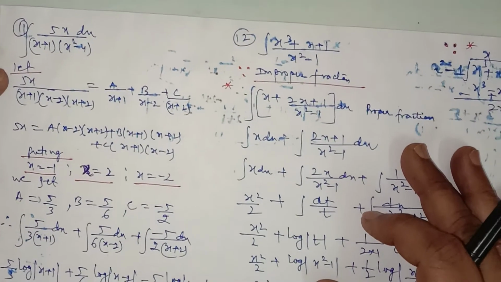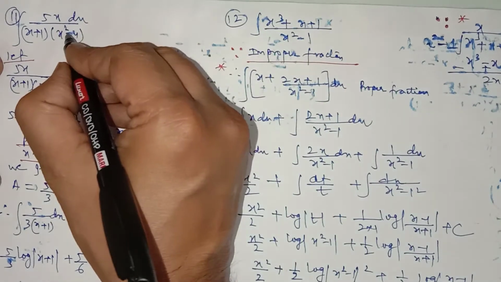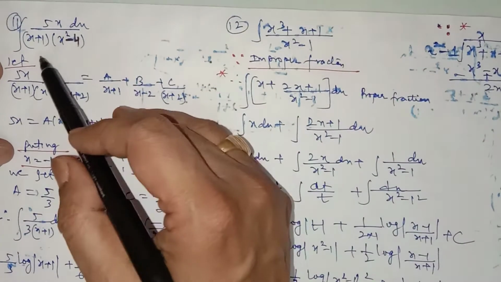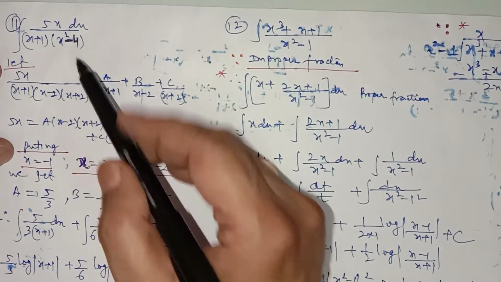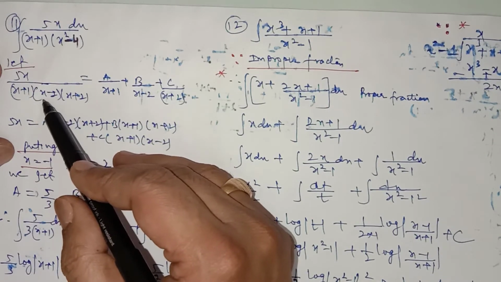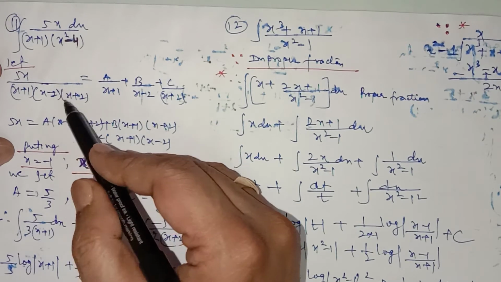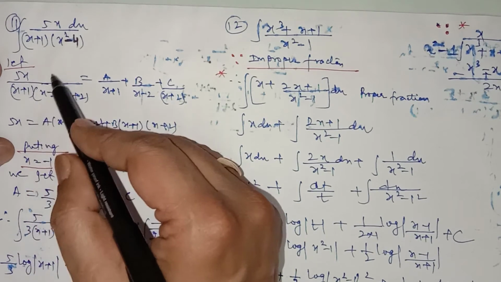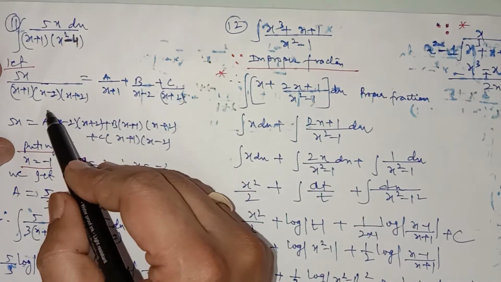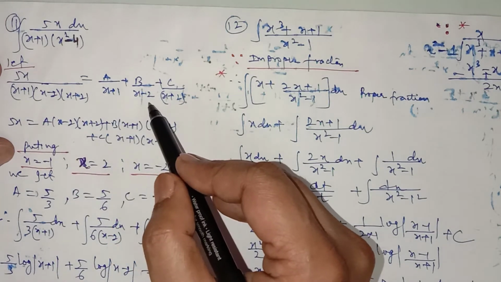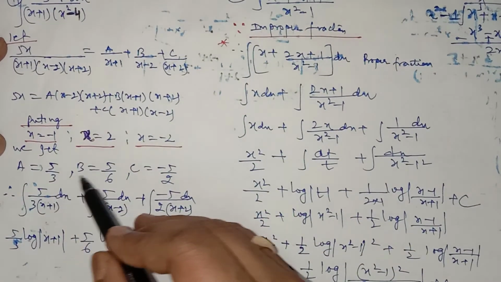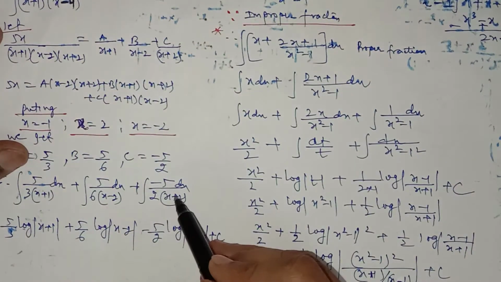Now question number 11, see it carefully. It is 5x upon x plus 1 into x square minus 4. Now you can factorize this x square minus 4, which will be x plus 2 into x minus 2, and it will become a partial fraction of first type as we have just discussed in question number 9. So you let it equal to a upon x plus 1, b upon x minus 2, c upon x plus 2, and add the right hand side, and the denominator will cancel out. If you put x equal to minus 1, x equal to 2 and x equal to minus 2, you will get the values of a, b, c as usual. Put the values of a, b, c here and integrate.